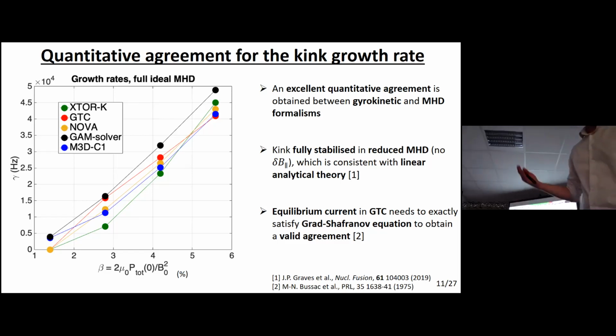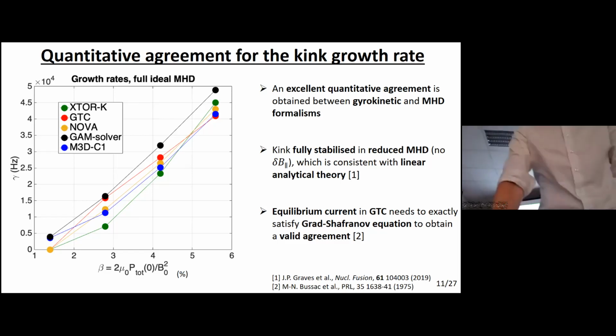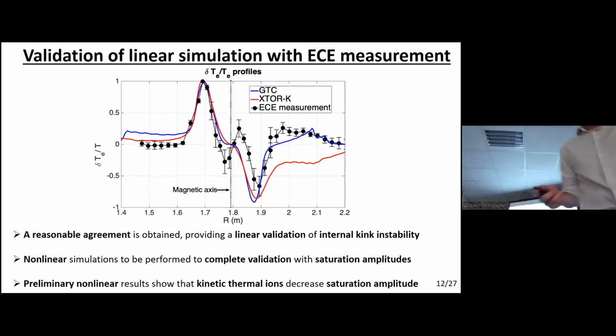So now that we have done the verification, I'm going to turn to the validation. Here we are comparing the delta TE profile obtained between GTC simulation and XOR, in blue GTC and in red XOR, with the ECE measurement that measures delta T in the experiment. Here we plot it against the major radius of the tokamak.